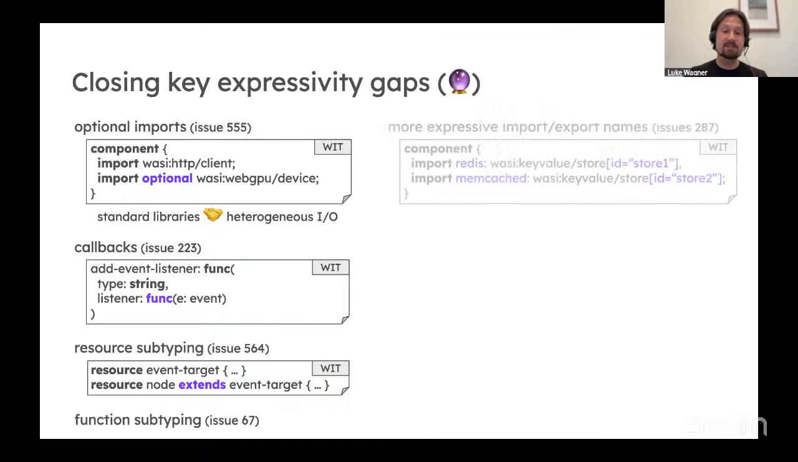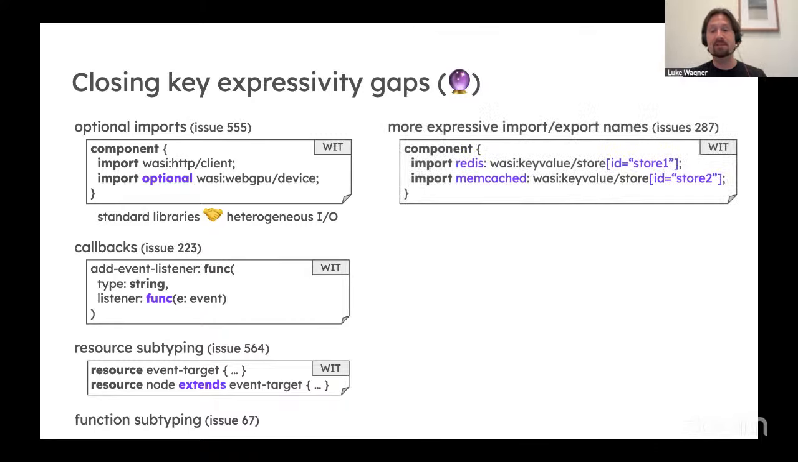Another important feature is more expressive import and export names. For example, I'd like to be able to import two WASI key value stores, one backed by Redis and another backed by Memcached. And I'd like to include the internal store IDs of my platform in the import names so I can catch and report misconfigurations at deployment time instead of at runtime. And there's a bunch of other ways we can use this feature to improve the developer experience by servicing component dependencies declaratively.